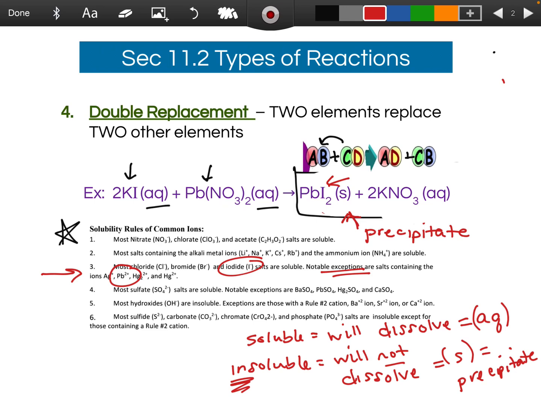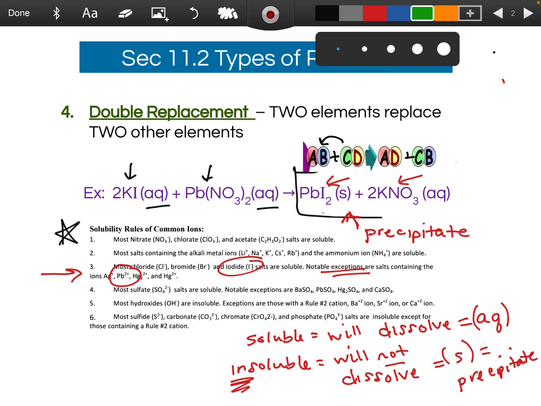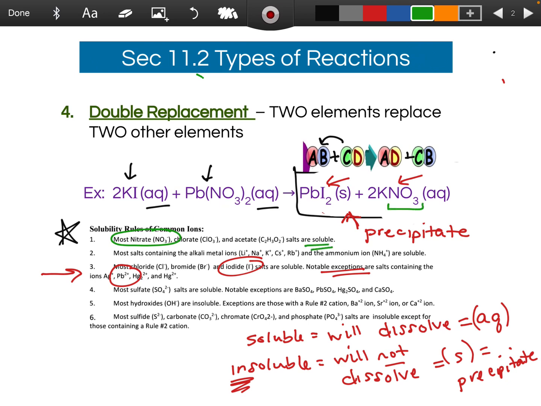All right, then if we look at the next one, we are going to look at KNO3. So NO3 is our negative ion. Let's switch colors here. Nitrates are mentioned up here in rule number 1. Most nitrates are soluble. So this, because it has a nitrate, is going to be aqueous.